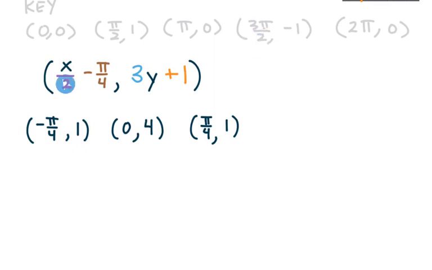3 pi over 2 divided by 2 is 3 pi over 4. 3 pi over 4 minus 1 pi over 4 is 2 pi over 4, which reduces to pi over 2. So I have pi over 2. Negative 1 times 3 is negative 3, plus 1, negative 2. And lastly, 2 pi divided by 2 is pi. Pi minus pi over 4 gives me 3 pi over 4. 3 times 0 is 0 plus 1 gives us 1.